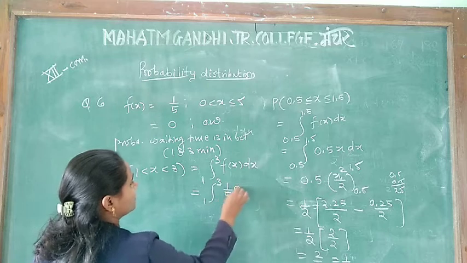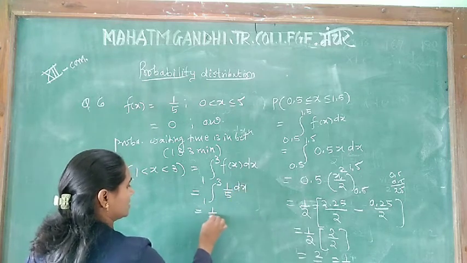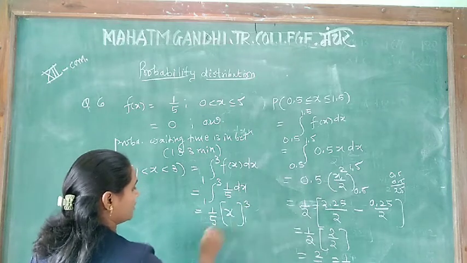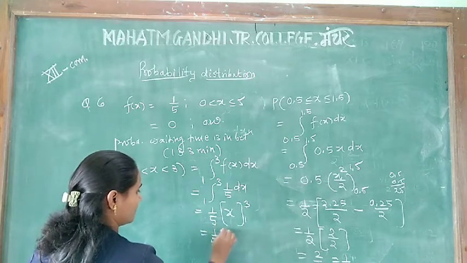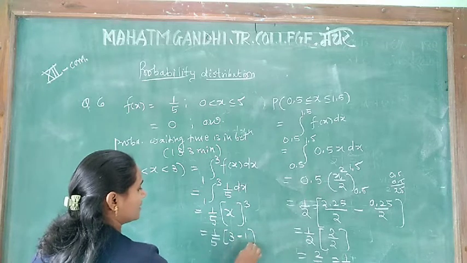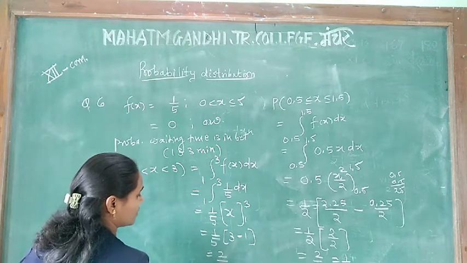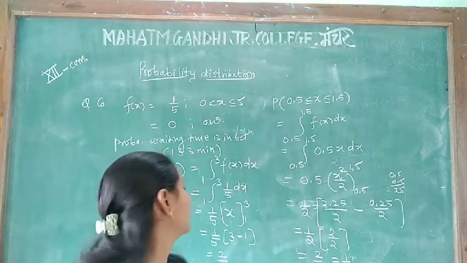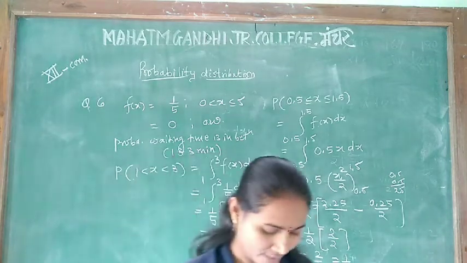What is the function? 1 by 5 dx. 1 by 5 is constant and integration of dx is x. Limit 1 to 3. First put upper limit 3 minus lower limit 1. 3 minus 1, that is 2 upon 5. Therefore, the probability of waiting time between 1 and 3 is 2 upon 5.